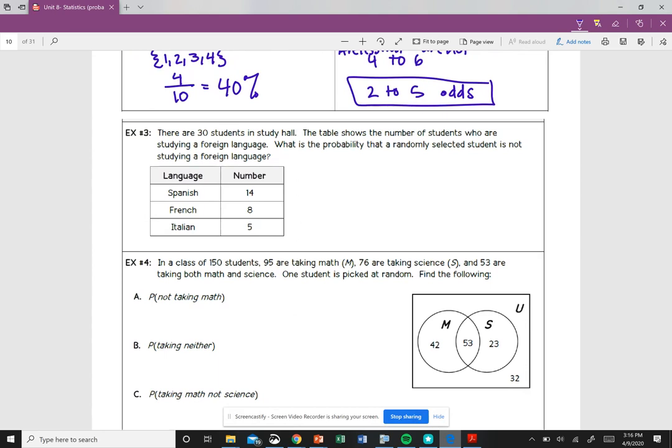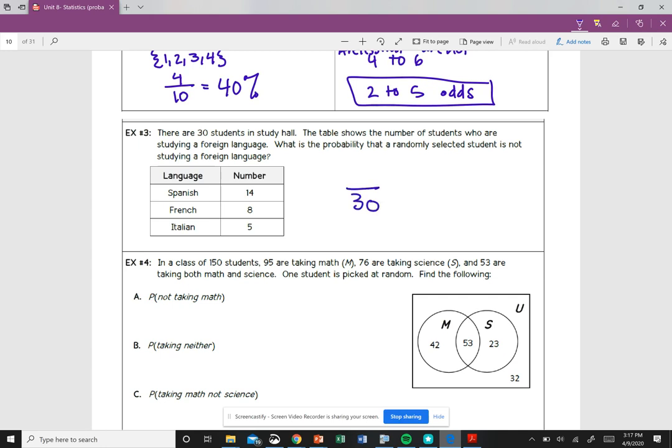Okay, there are 30 students in study hall. This table shows the number of students who are studying a foreign language. What is the probability that a randomly selected student is not studying a foreign language? So the first thing to do is figure out how many are studying a foreign language. There's a total of 30 students in the hallway, so that would be out of 30.